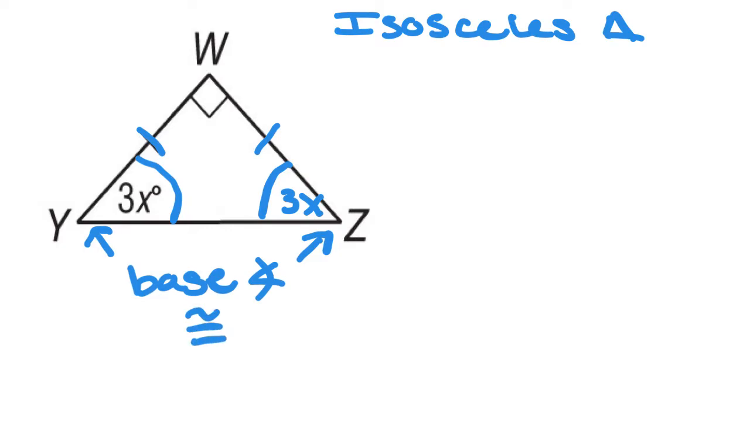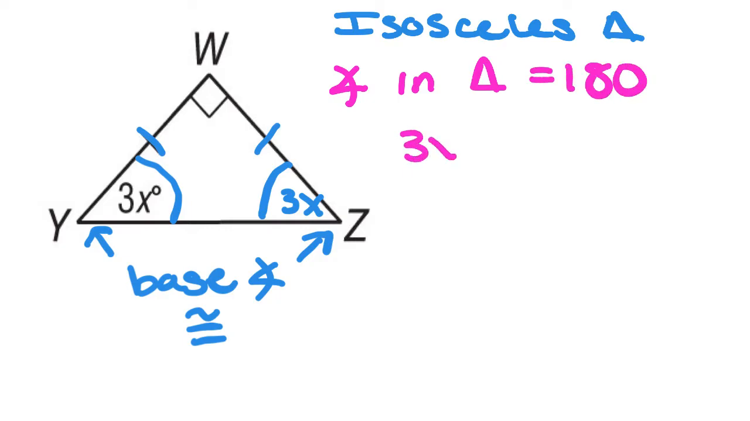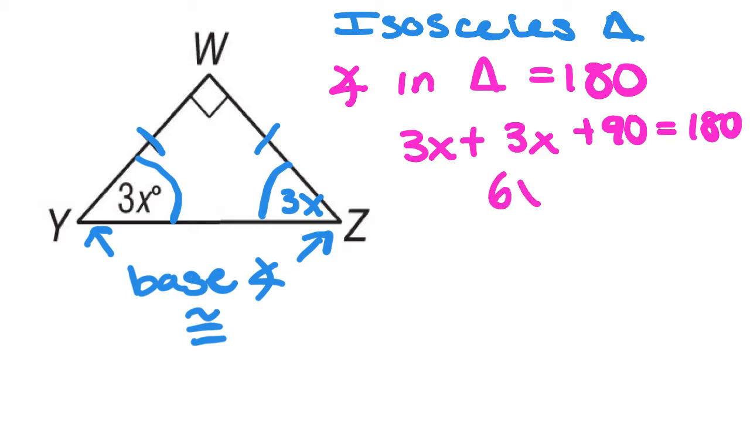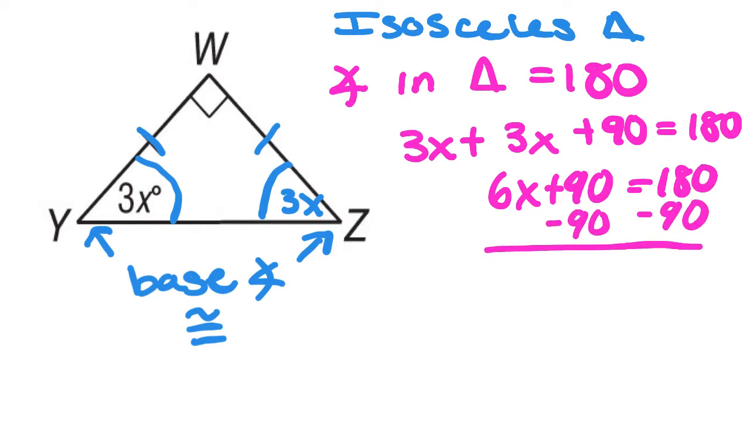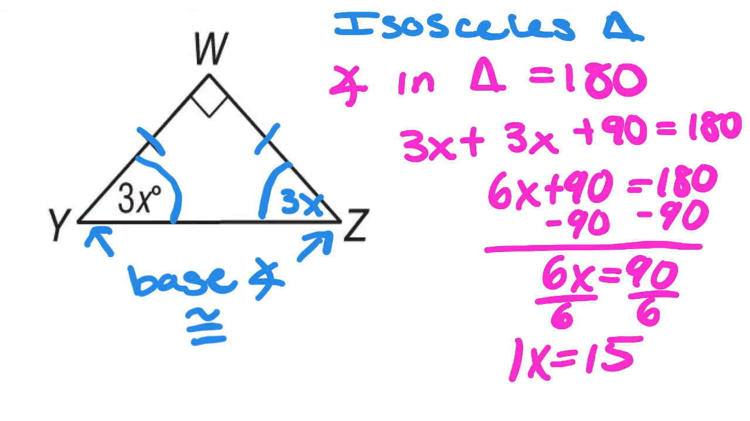Now, to write an equation, what we know is that the angles in a triangle always equal 180. So I could say in this case, 3x plus 3x plus 90 should equal 180. So if I solve, I'll have 6x plus 90 is 180. Subtract 90. So you get 6x equals 90. And divide by 6 to get that x is equal to 15 as your final answer.